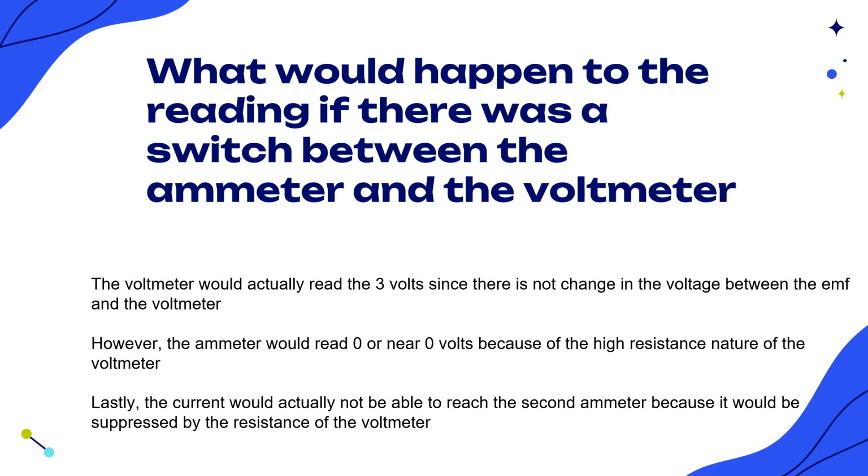What would happen to the reading if there was a switch between the ammeter and the voltmeter? Well, the voltmeter would actually read the 3 volts since there is no change in the voltage between the EMF and the voltmeter. However, the ammeter would read 0 or near 0 because of the high resistance nature of the voltmeter. And lastly, the current would not be able to reach the second ammeter because it would be suppressed by the resistance of the voltmeter, which has that high resistance nature.